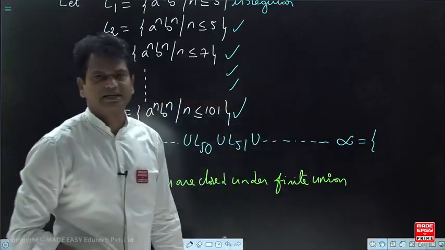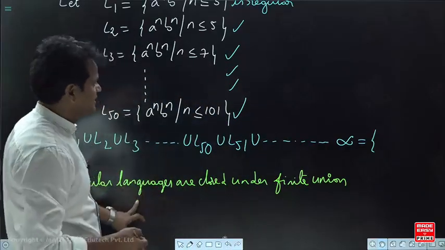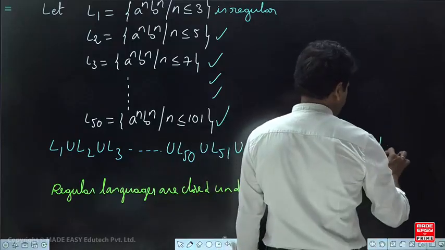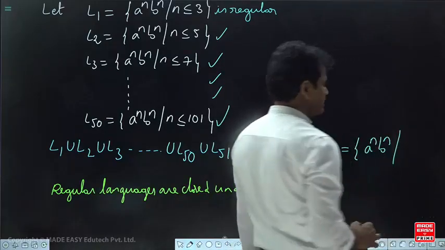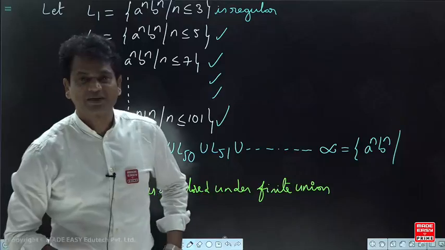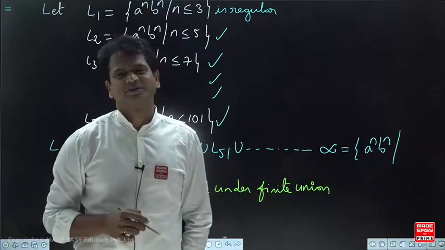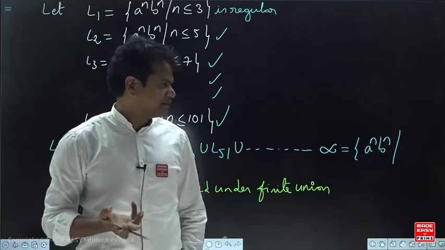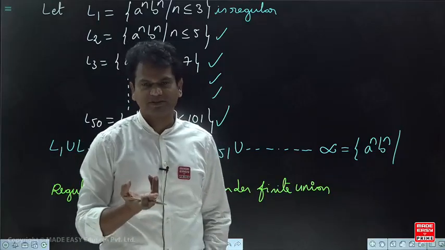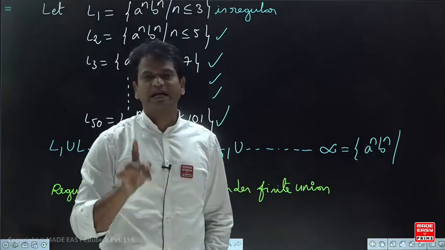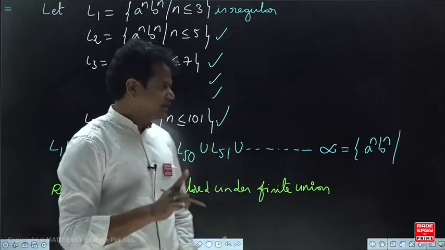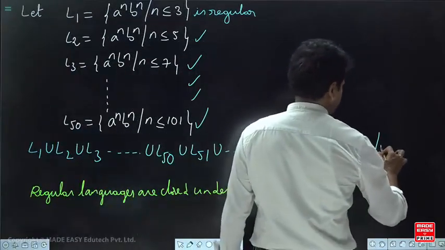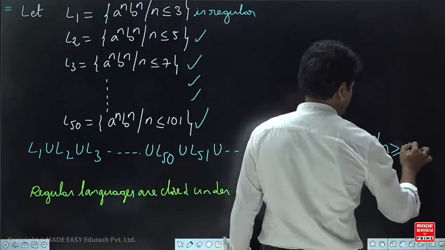Infinite language I am taking. Then what will be the result here? A power n, b power n, n less than or equal to infinite. Meaningless, boss. Is there any meaningful statement? There is no meaning to n less than or equal to infinite. So here a power n, b power n, what we can say? n greater than or equal to 0.